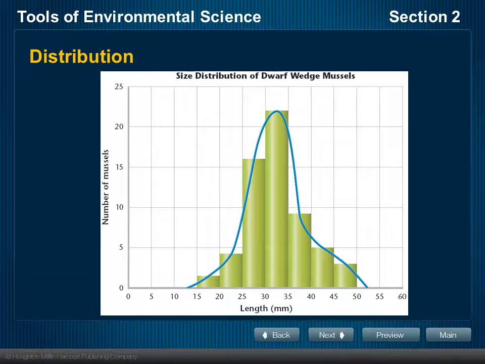this shows a bell curve, or a relative bell curve, in size distribution of dwarf wedge mussels. And notice how you have the length on the x-axis and the number of mussels on the y-axis. Okay, I think I switched that when I was discussing height. So in terms of height in the example I'm using, the height in centimeters will be on the x-axis, and the individuals will be on the y-axis. And if you plot all those out and then draw a line, you get a bellish-shaped curve. And that would be considered normal distribution. In this case, most of your mussels fall in the middle, between 25 and 35 millimeters in length. And then you have a fairly symmetrical distribution around that in the middle.